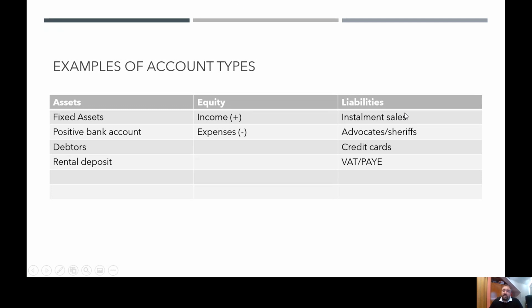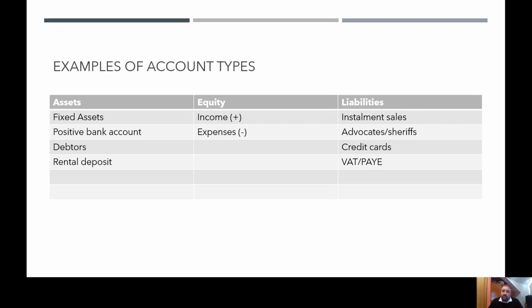Okay, then on liabilities, there we can see installment sales. So if you buy a vehicle in your business and you finance it through Westbank or MFC or one of those places, then that will be a liability because in future you will have to pay off that amount.